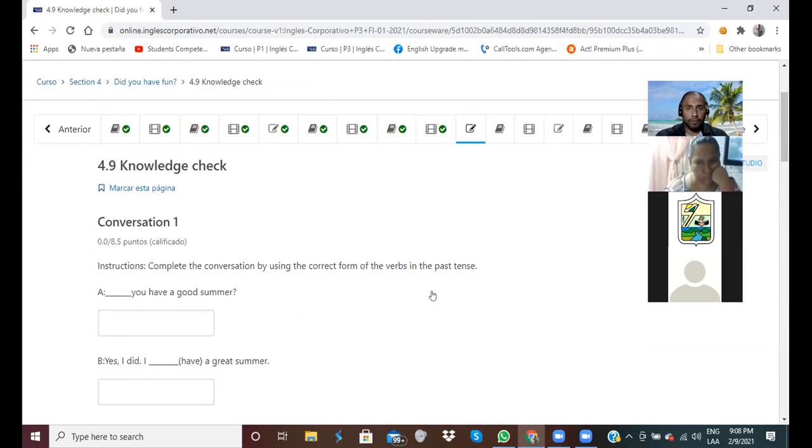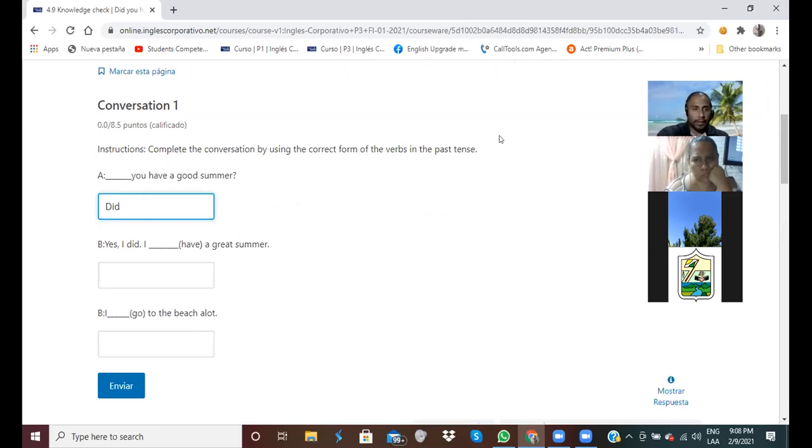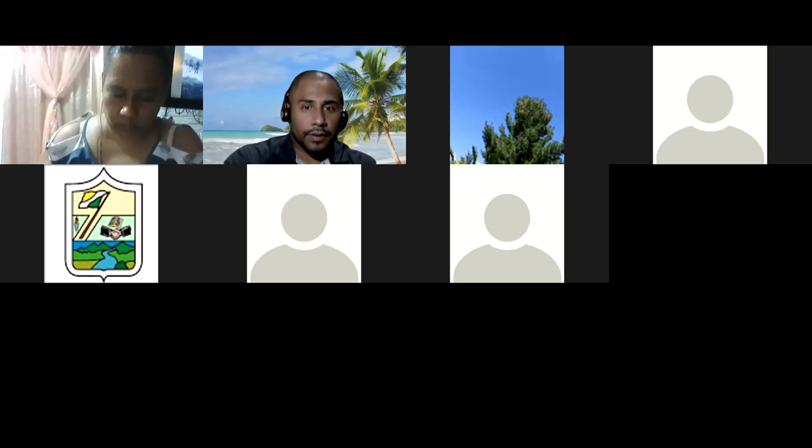Okay, knowledge check 4.9. Instructions. Complete the conversation by using the correct form of the verbs in the past tense. Number one. You have a good summer. Did. Very good. Did you have a good summer? ¿Tuviste un buen verano? Excellent. So, I want you to do these two. You have 3 minutes in pairs. Are you ready? Let's go.